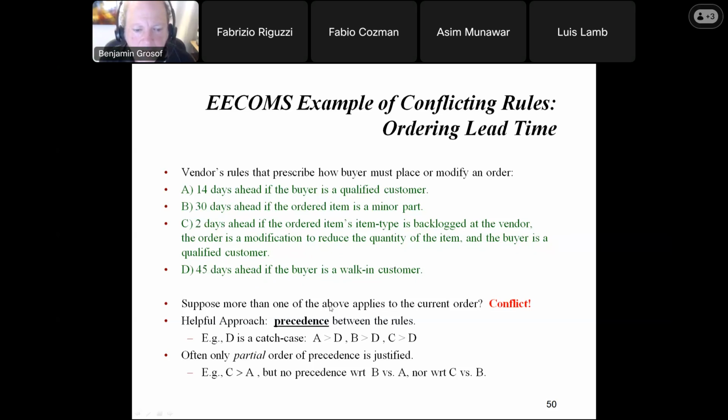Now, suppose more than one of the above applies to the current order, then you have a conflict. A helpful approach is precedence, known as prioritization, between rules. So D is a kind of catch-all case. All the other rules take precedence over it, say, but also you might have some partialness of the order of precedence. So among A, B, and C, say we have that C takes precedence over A, the 2-day rule over the 14-day rule, but no precedence established between either of them and the rule about 30 days if it's a minor part.